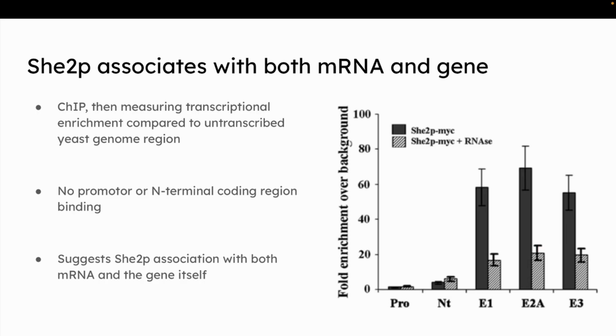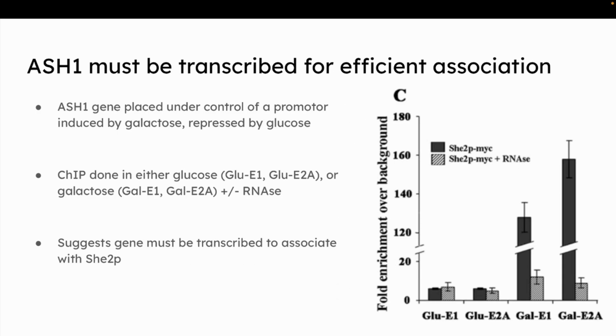So it suggests that SHE2 associates with both the mRNA and the gene itself. Obviously, mRNA to a higher extent. But we want to see exactly how much higher this is. And so they found that ASH1 must be transcribed for a very efficient association, which kind of makes sense. If we take a look here, what they did was they had the same reagents.